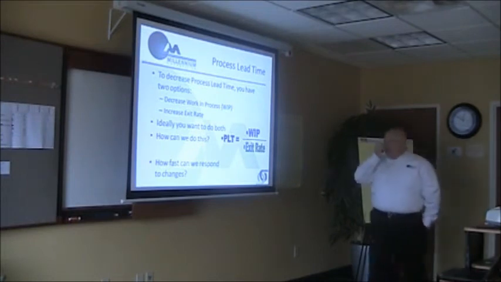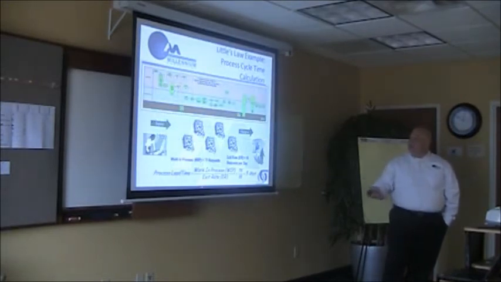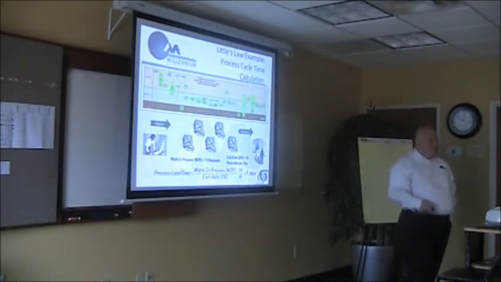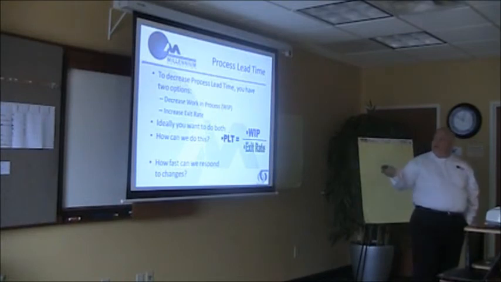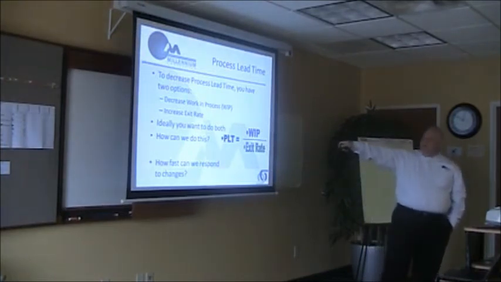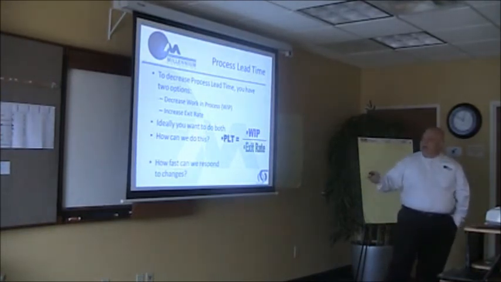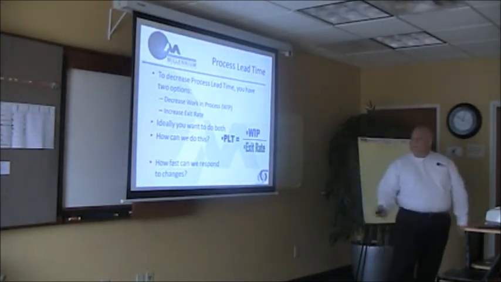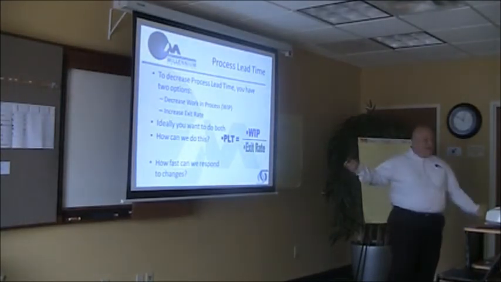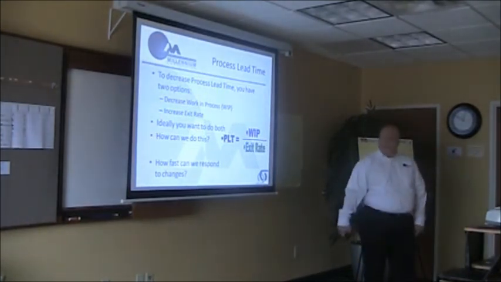So, process lead time, some more math. To decrease the process lead time, we've got a couple of options. Let me back up. This process lead time is WIP divided by exit rate. So, if we want to make an impact to that, you've got to do two things: decrease the work in process, increase the exit rate. Things that you do will usually make an impact to both. If there's a steady stream of work coming in, if it doesn't come in bubbles, then changes that you make will affect both. And again, how fast can we respond to these changes?